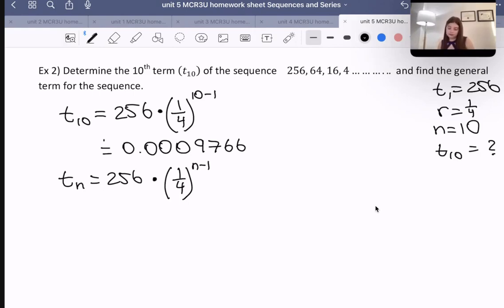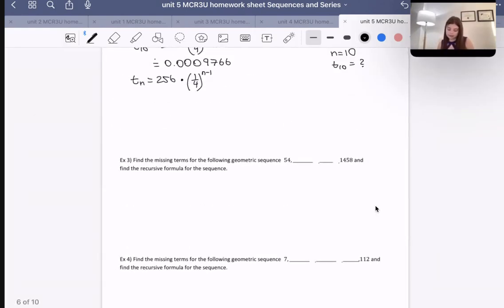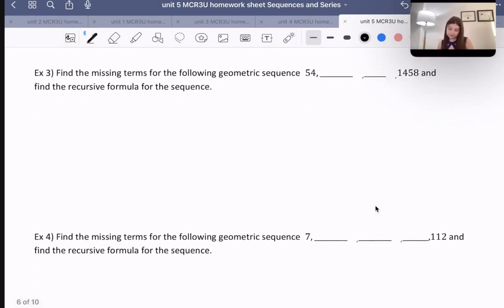All right, let's move on to example 3 and example 4. This one says, find the missing terms for the following geometric sequence and find the recursive formula for the sequence. So I'm going to go over what our recursive formula is. You may remember the recursive formula from the arithmetic sequences video, and this is very similar to that one.